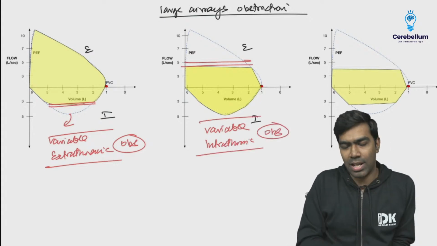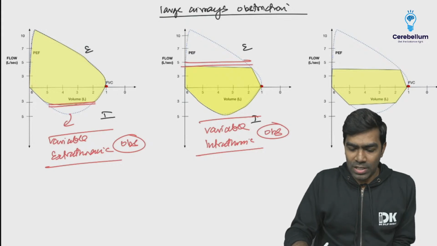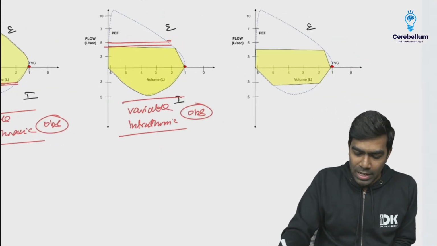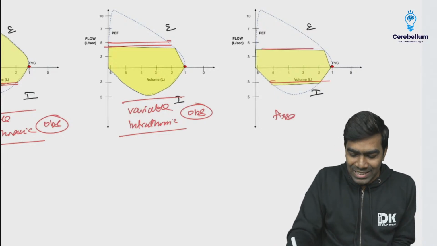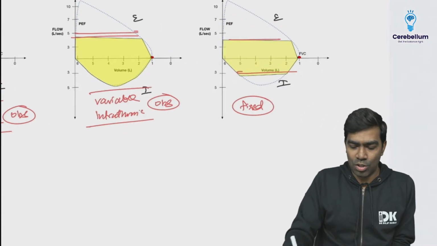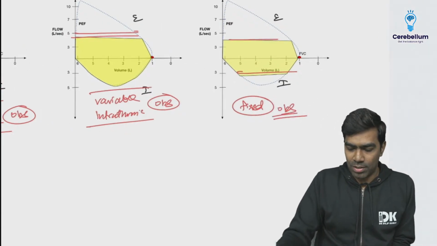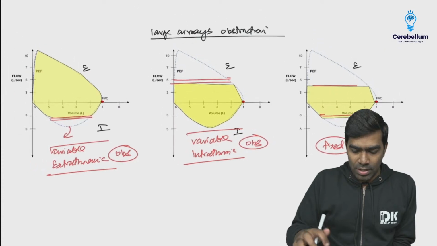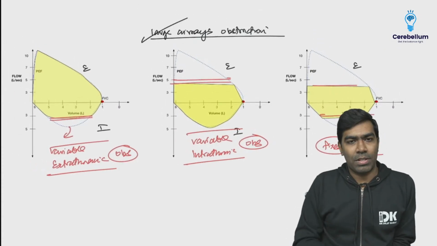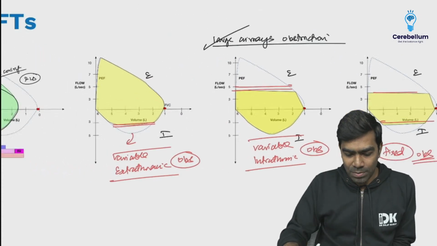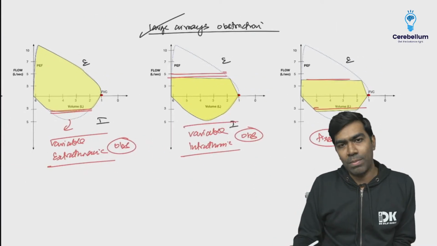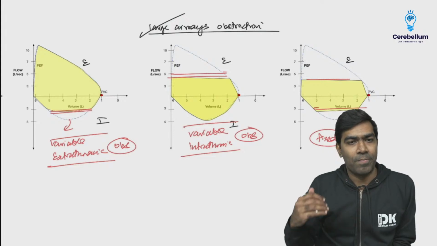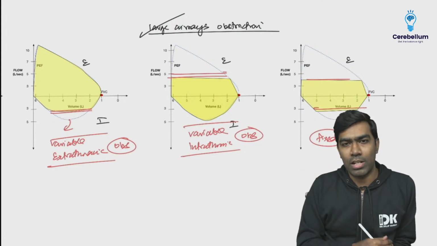It's not small airways, large airways. And if you see flattening of both expiratory and inspiratory limbs, this is suggestive of a fixed obstruction. Remember, these are curves of large airways obstruction, not small airways obstruction. Small airways obstruction will produce only coving. Large airways obstruction will only produce flattening of one of the expiratory or inspiratory limbs or both.